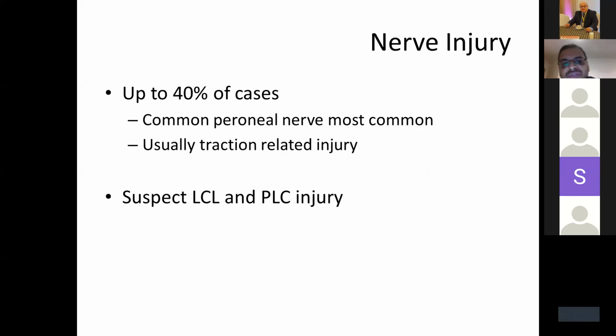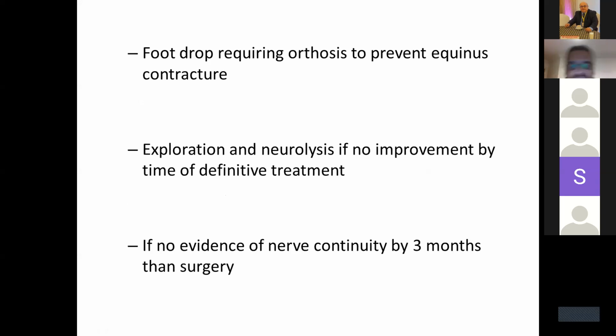So 40% of nerve injuries involve the common peroneal nerve. If you have a common peroneal nerve injury in the context of this, then suspect lateral collateral or posterolateral corner injuries. So what do you need to do about these patients?